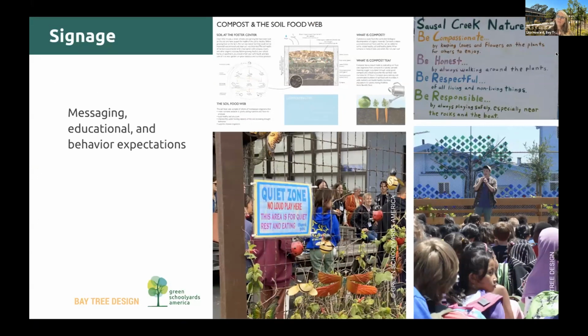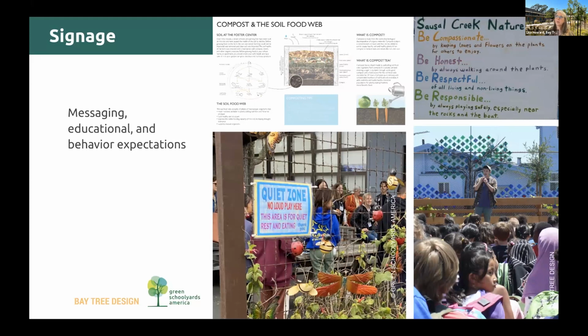And with all of that, managing expectations, behavioral as well as maintenance, is messaging. As adults, we love messaging. We love putting up signs. And when we do that, we need to think about what are the implicit as well as explicit messages that we're providing to the users of this space, primarily the students. Is this educational? Is it about behavior expectations or something else? So it could be something as much as, how does soil work? What is the soil food web?